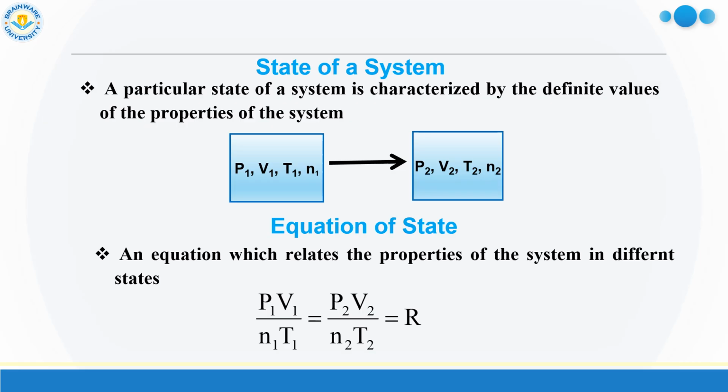Now the equation which connects these two different states of a system is called an equation of state. Say for example, these two states of the system can be connected by this equation: P1 V1 by N1 T1 equal to P2 V2 by N2 T2 equal to R. So this is called an equation of state.